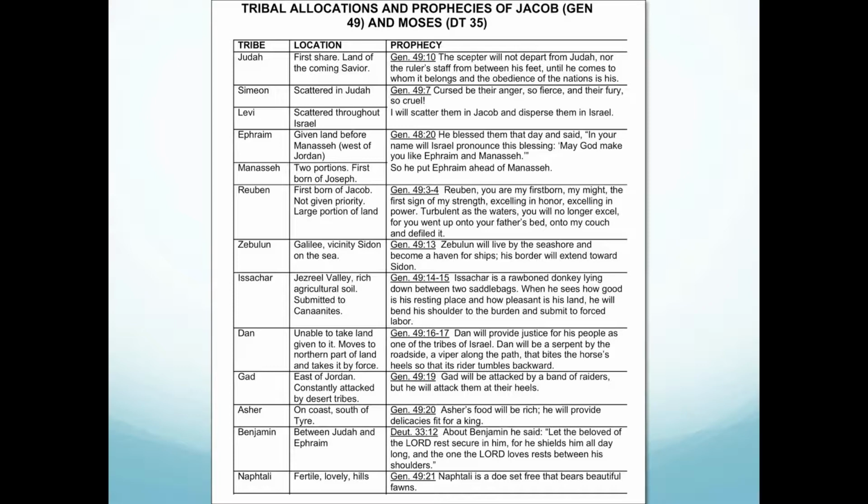In many instances, it accurately described where the various tribes would settle. Find Judah on the chart, and let's take that tribe as an example. Jacob told Judah he would receive the first share, and indeed his descendants did, in spite of the fact that Judah was not the firstborn son.